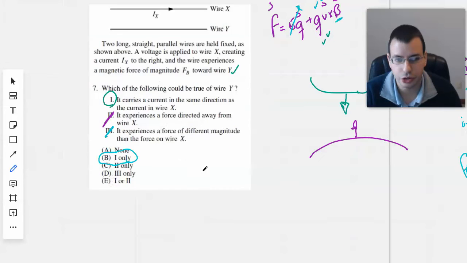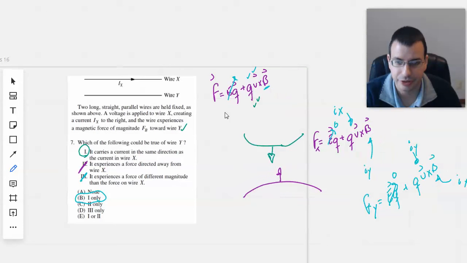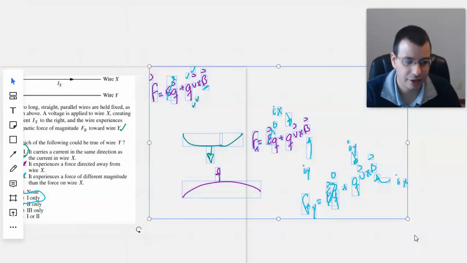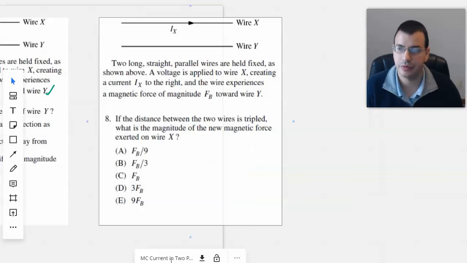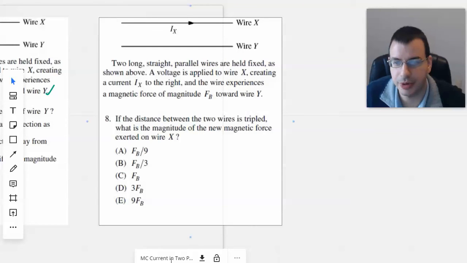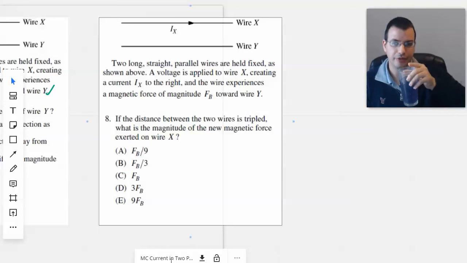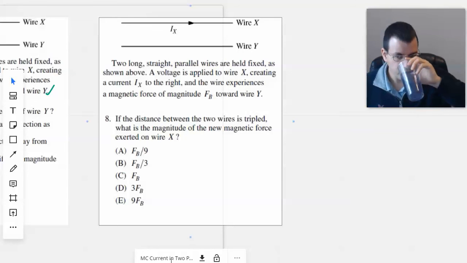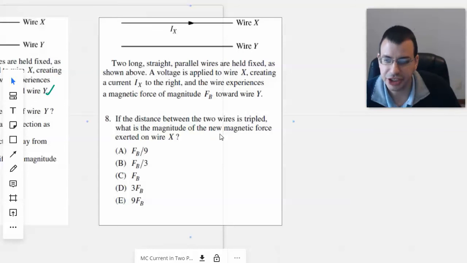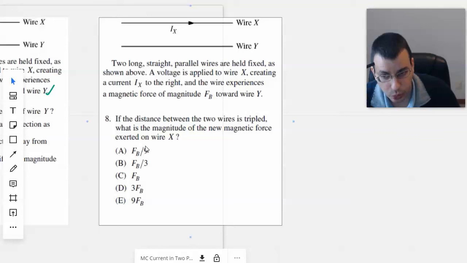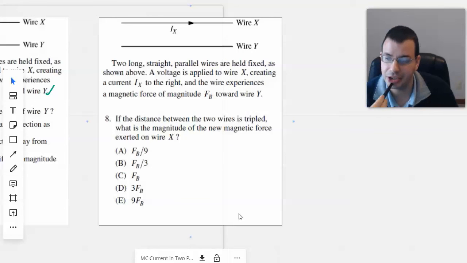Oh, let's do one more multiple choice. Clean up the board. Okay, so we have 2 long straight parallel wires, same ones again, and we have a force from X to Y. If the distance between the 2 wires is tripled, what is the magnitude of the new magnetic force exerted on X?